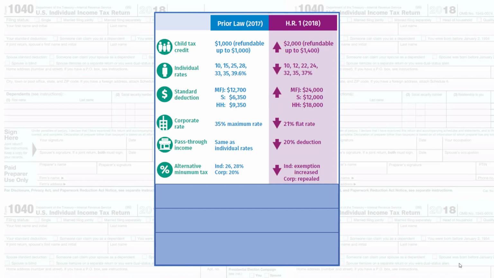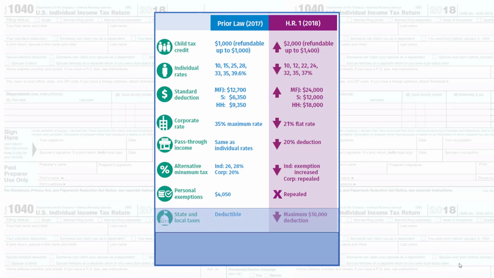The alternative minimum tax for 2017 for individuals was 26 and 28% and a corporate rate of 20%. The individual exemption, getting you out of the alternative minimum tax, is increased. The corporate alternative minimum tax has been repealed. Personal exemptions, $4,050 per person for 2017. There are no longer any personal exemptions in the 2018 tax return.